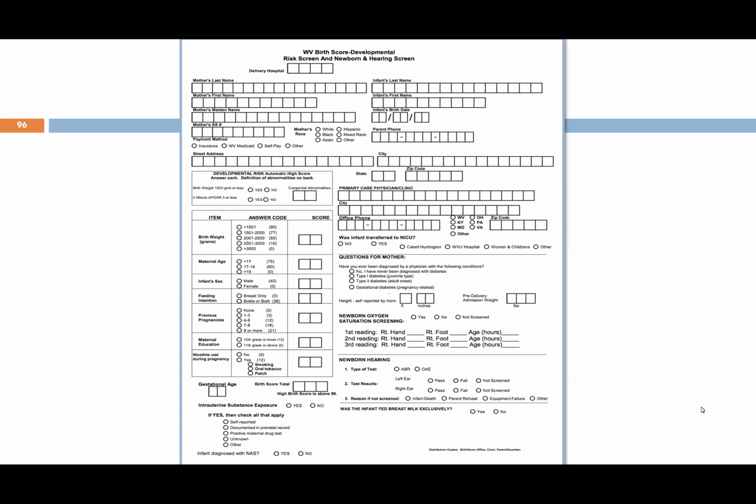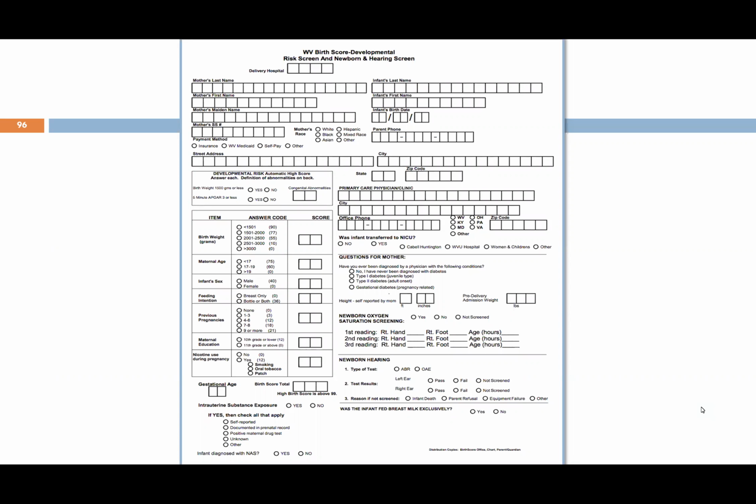And so this is where we're at now. Again, on the left, or we were, I should say, on the left was the birth score proper, and then on the right, you can see that we actually expanded the newborn oxygen SAT screening to include each of the oxygen saturation levels and whether or not they passed the screen or not. And then, of course, we still have newborn hearing.